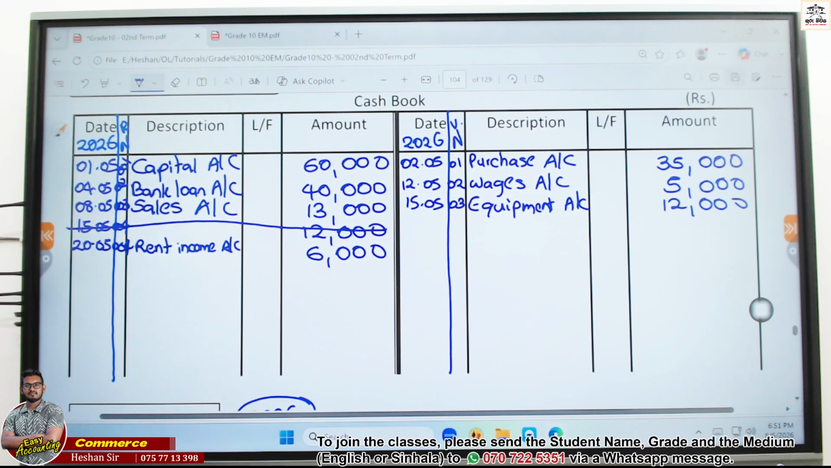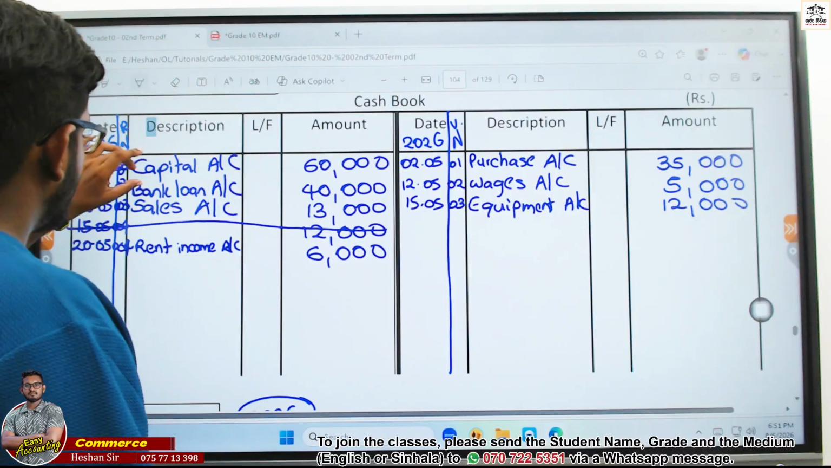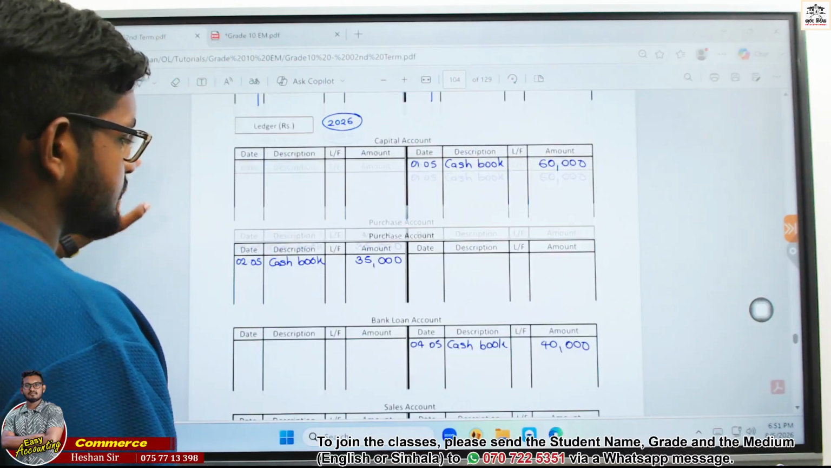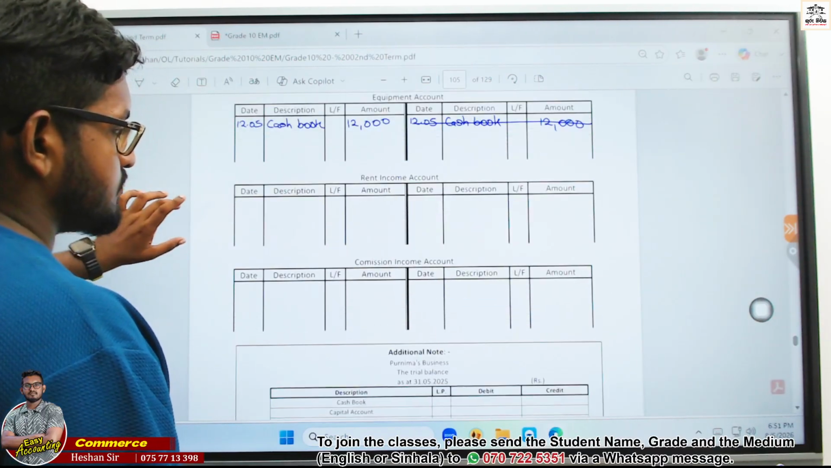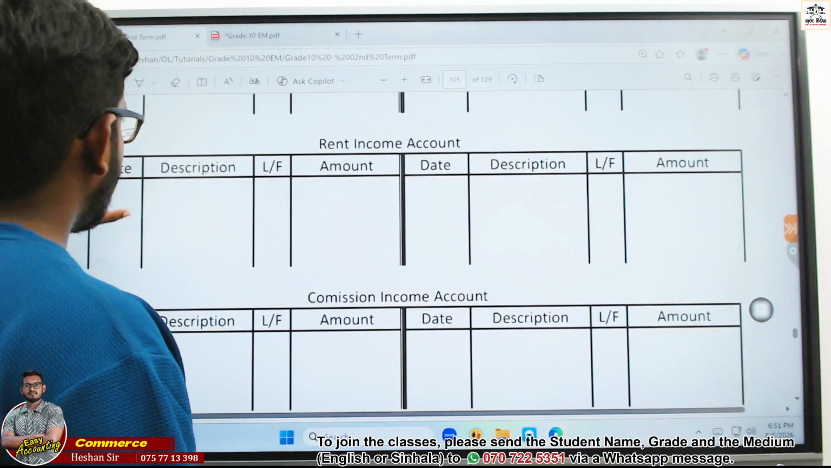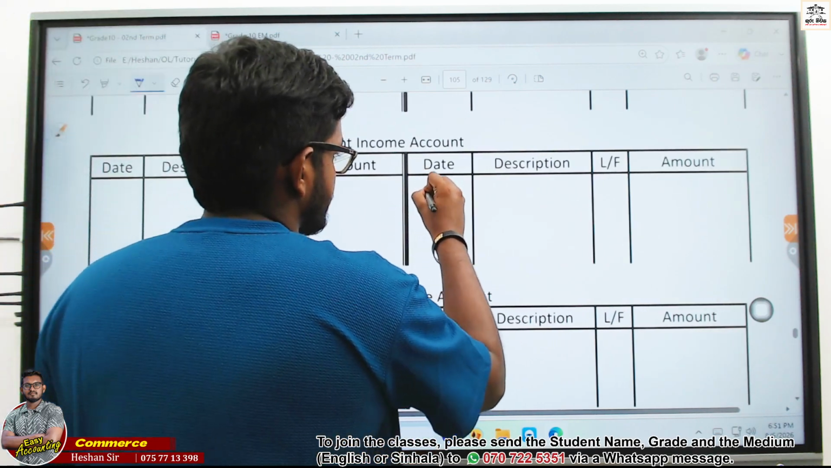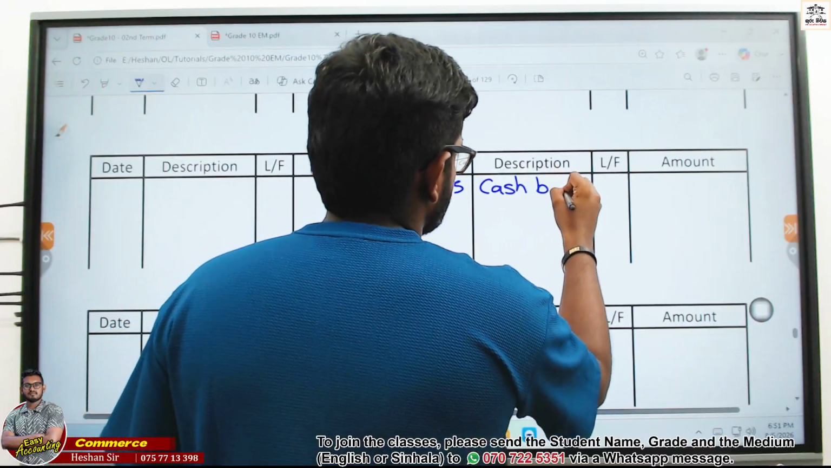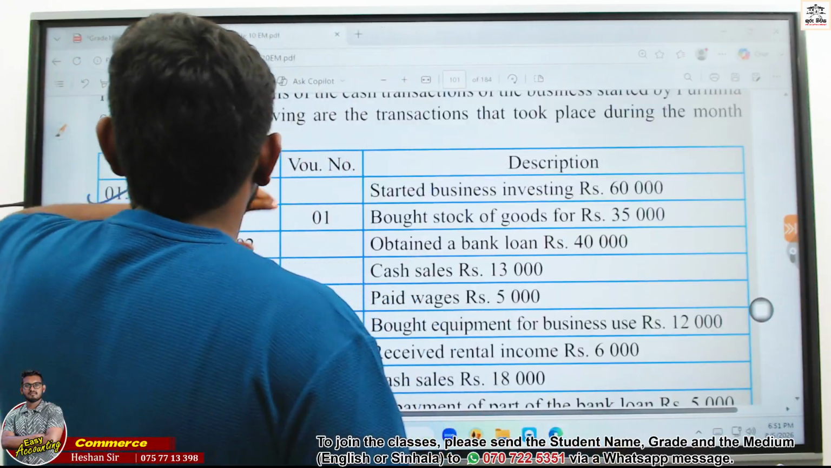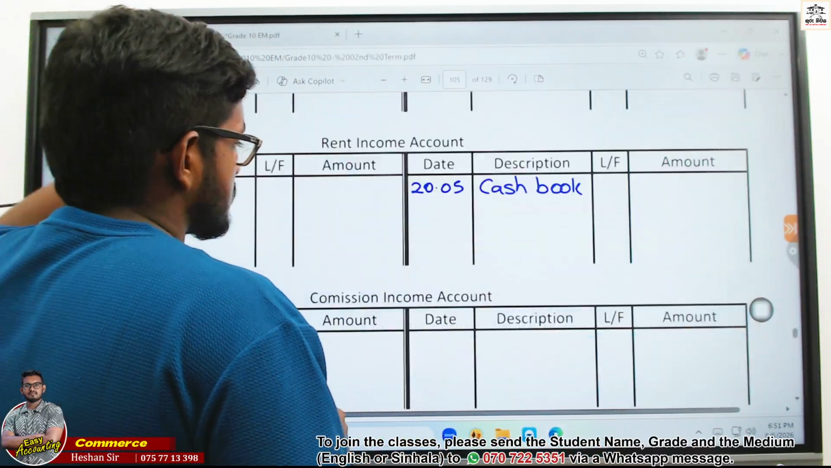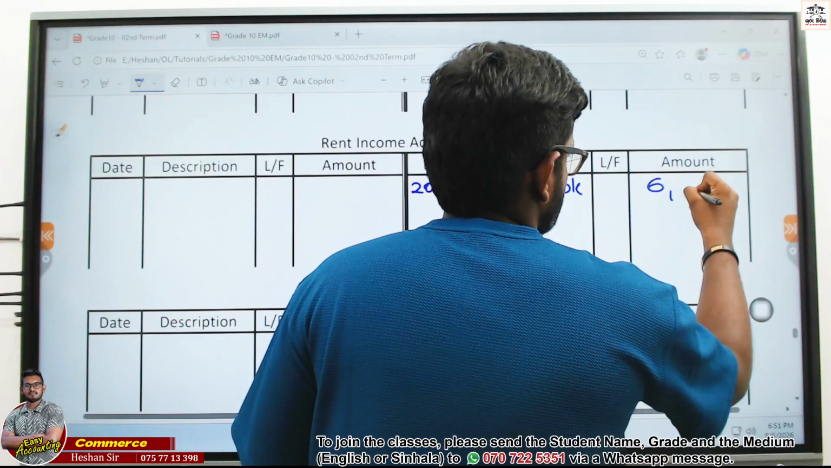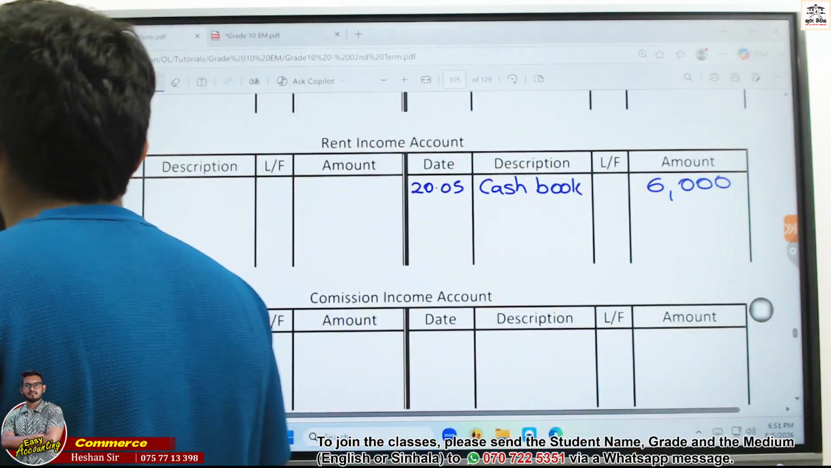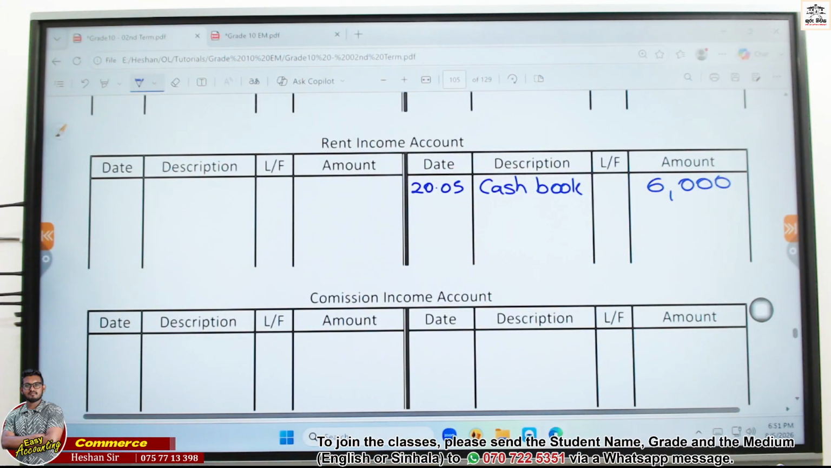Cash book debit. Rent income account credit. 20th of May. Cash book. How much did we receive as rent income? We received rent income 6,000. Right? Rent income 6,000.